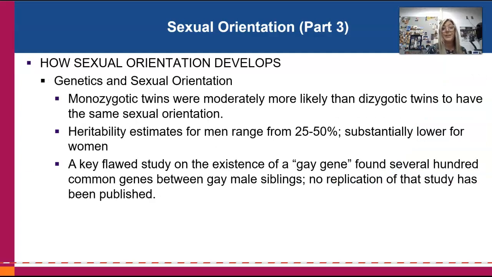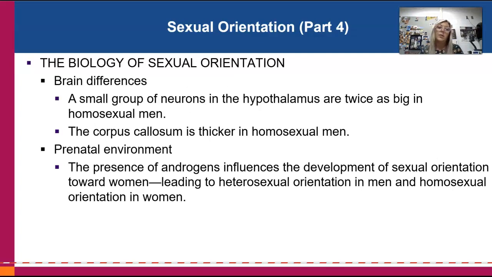All right, so how sexual orientation develops. Genetics and sexual orientation. Monozygotic twins, which are identical twins, were moderately more likely than dizygotic twins, or your fraternals, to have the same sexual orientation. Heritability estimates for men range from 25 to 50%, substantially lower for women. A key flawed study on the existence of a gay gene found several hundred common genes between gay male siblings, and there's no replication of that study that's been published as of yet. When we look at brain differences, a small group of neurons in the hypothalamus are twice as big in homosexual men, and the corpus callosum is thicker in homosexual men, which shows us that there are biological components here.